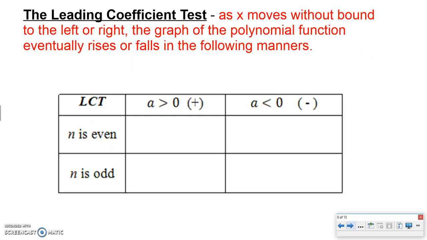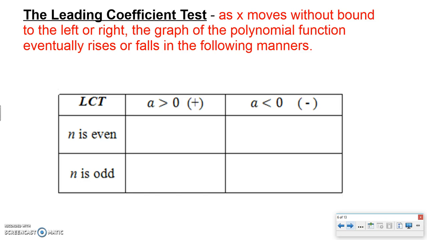All right, so in this section, you should be able to take a look at a polynomial equation and be able to tell me so much about the graph without ever picking up your calculator. And then you should be able to actually graph it without picking up your calculator. So something that we use to help us identify what a graph is going to look like is the leading coefficient test. And basically that says as x moves to the left and to the right, as it approaches negative infinity to the left and positive infinity to the right, it will eventually either rise or fall.